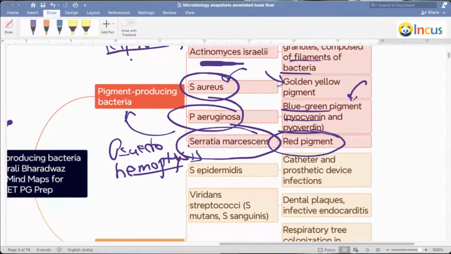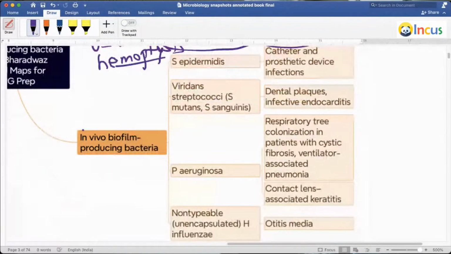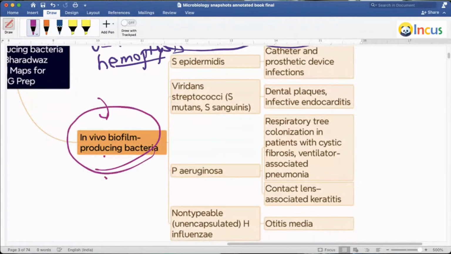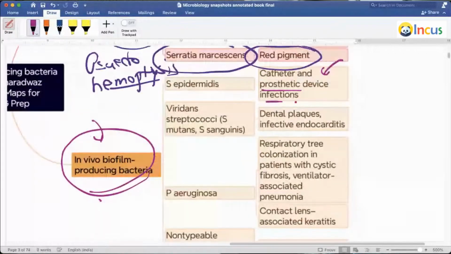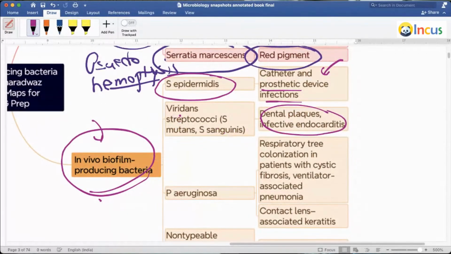Staphylococcus epidermidis, what is the speciality? There are certain bacteria, and a lot of times the question is asked about which one among them produces the biofilm. In all the catheter and prosthetic device infections, it is the Staph epidermidis. Similarly, in the dental plaques and infective endocarditis, it is the viridans streptococci, which includes Streptococcus mutans, Streptococcus sanguinis.